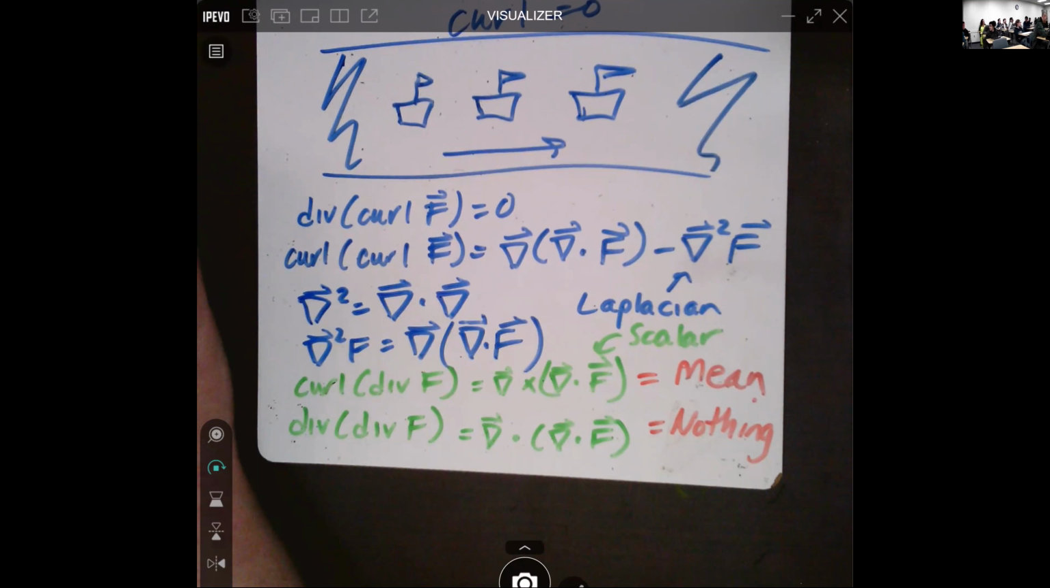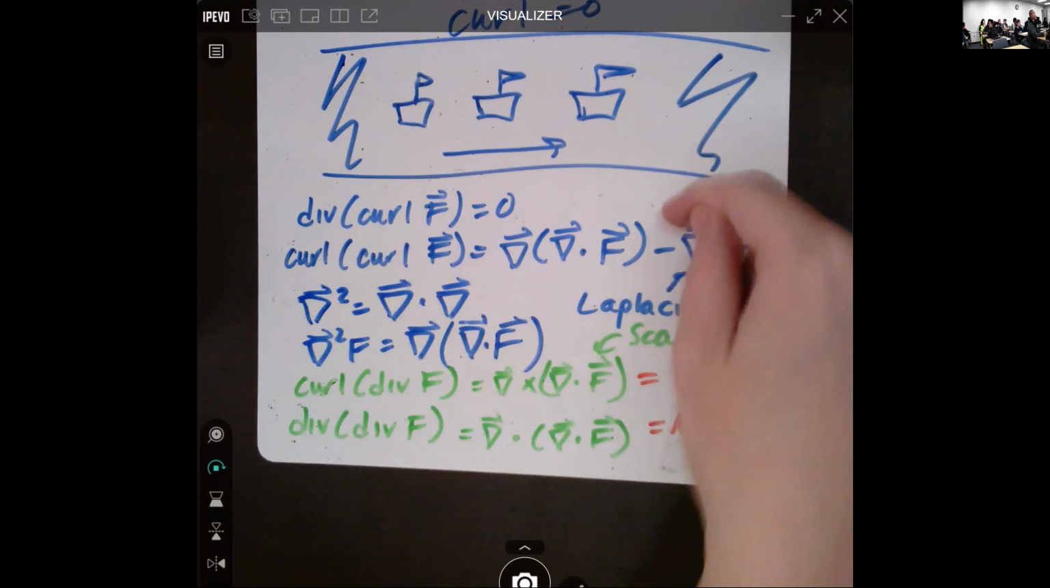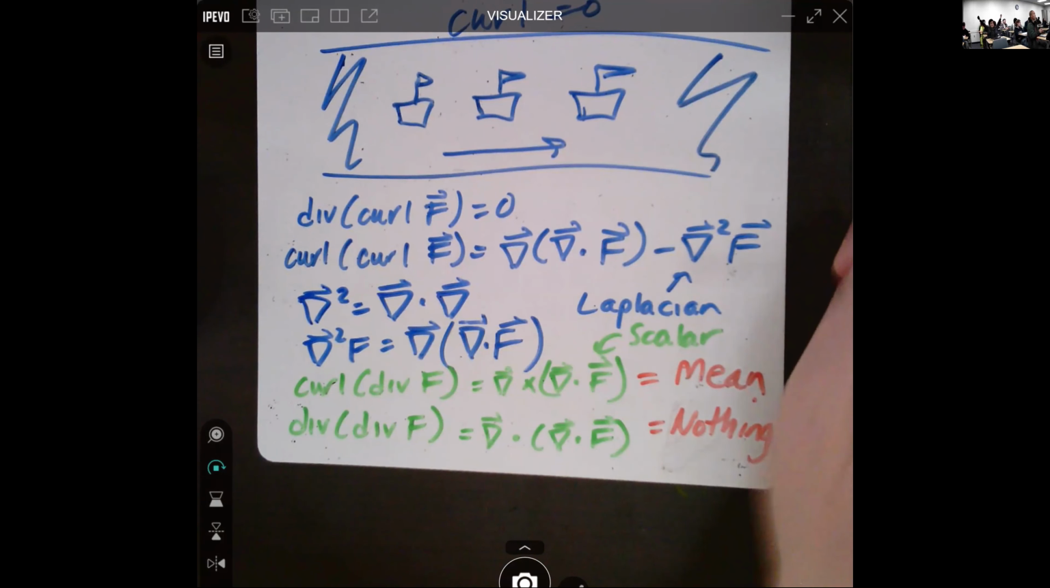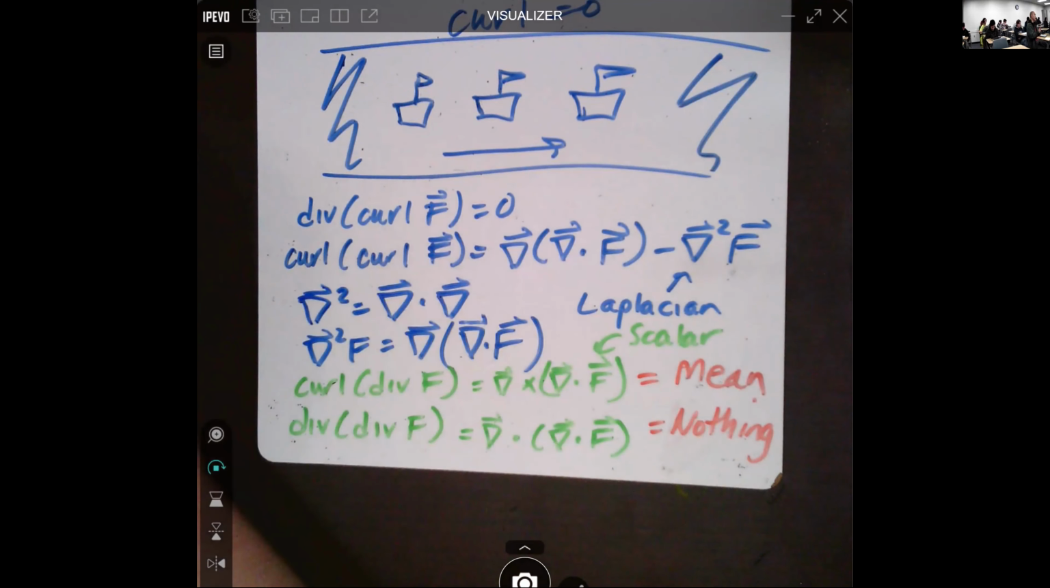Mr. Jones, when you're finding the curl of the curl, are you doing the cross product twice? Yes, you do the cross product on f, and then you do the cross product on the outcome of the curl of f. It's like, how much is the twisting? It's confusing to even picture.